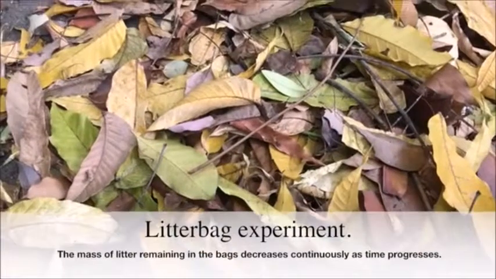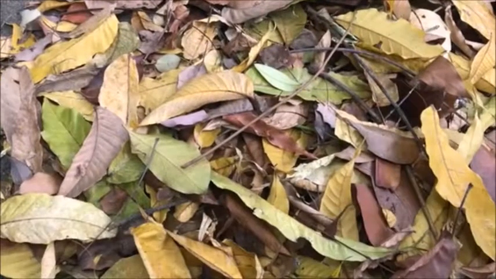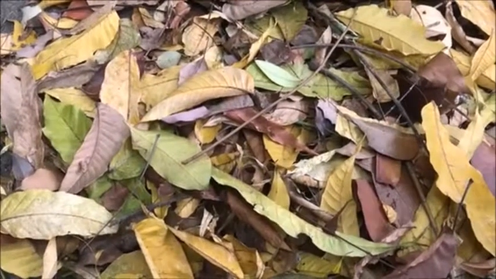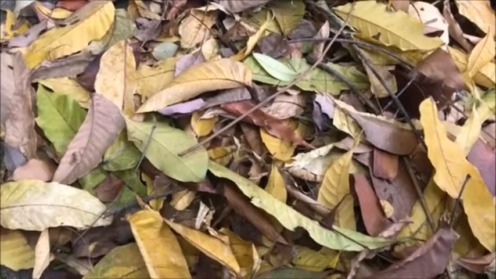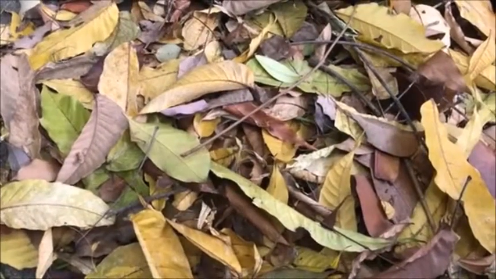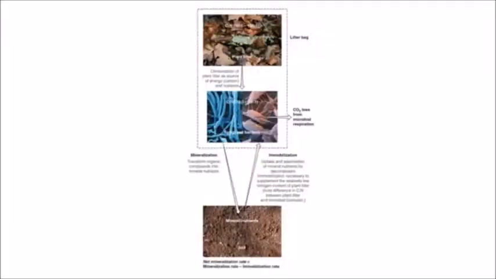In this experiment, a known quantity of dried leaves is placed in a mesh bag on the forest floor. Bags are retrieved at various intervals, and the mass lost due to consumption by decomposers is tracked through time. This is a diagram illustrating the exchanges between the litter bag and the soil in a standard litter bag experiment used to quantify the process of decomposition.